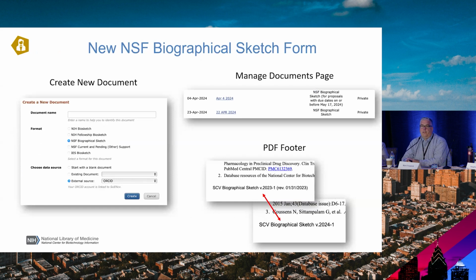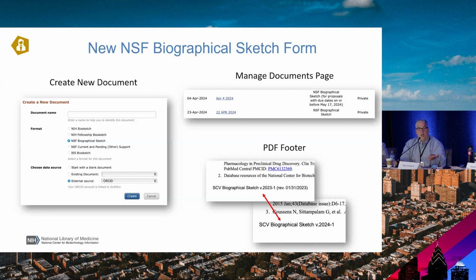The biographical sketch had a few more changes. But same thing, if you go into SciENcv, if you have a 23-1 version of the biographical sketch, you'll see it on the Manage Documents page. It's very clearly outlined. If you open up the PDFs, you'll see a 23-1 versus a 24-1.